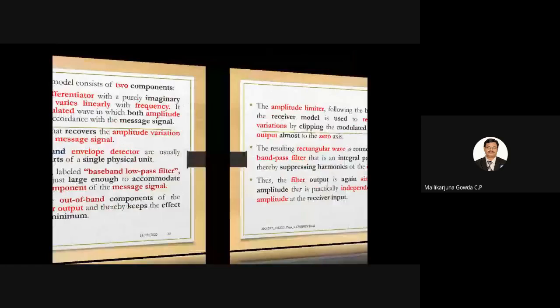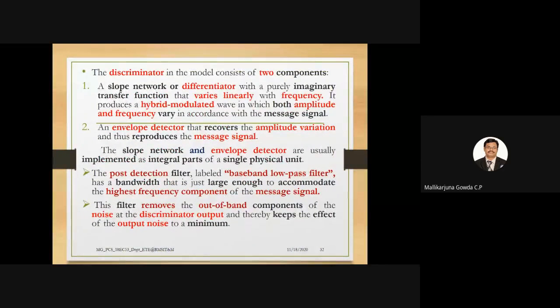Let me say about that discriminator. The discriminator will have two components. What are those two components? One is the slope network, which is also known as the differentiator. So what will it do? It produces the hybrid modulated signal, that is, both amplitude and frequency will vary, in accordance with the message signal. So that is the first component of the discriminator.